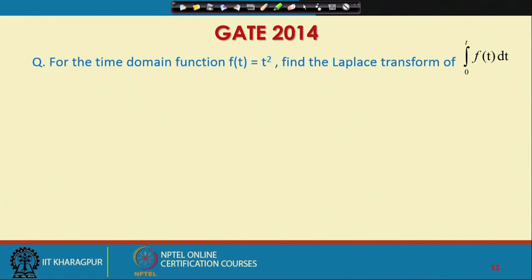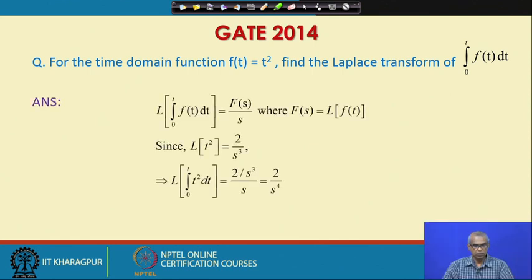For the time domain function f(t) equal to t square, find the Laplace transform of the integral from 0 to 2 of f(t) dt. So, you can evaluate it as shown.